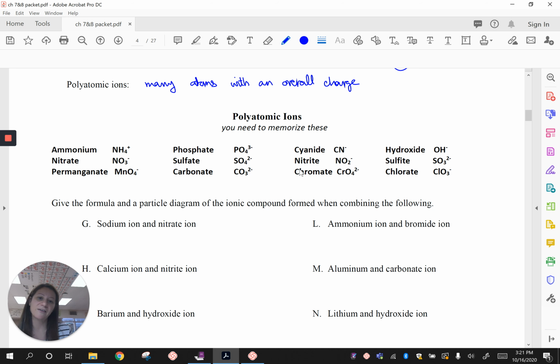You'll notice that a lot of them have similar names, like nitrate and nitrite, sulfate and sulfite. Usually the ones that end with ate have 1 more oxygen than the ones that end with ite. So nitrite is NO2 minus, nitrate is NO3 minus. Sulfite is SO3 minus, sulfate is SO4 minus. So the ate always has 1 more oxygen than the ite. Hopefully that helps you study for them.